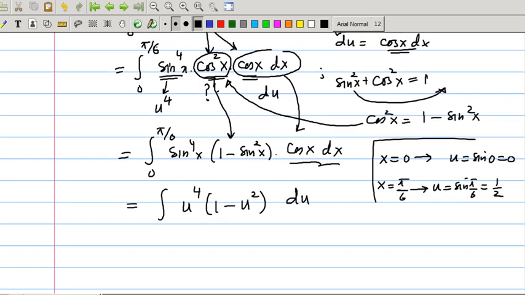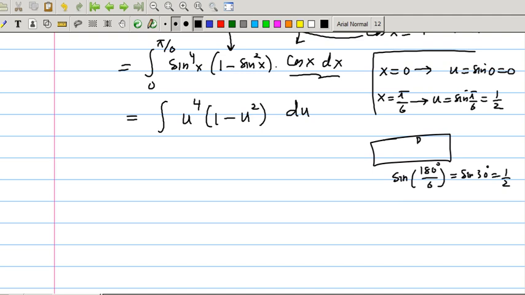If you use sine pi by 6 in the calculator, you have to be careful. It may give you a wrong answer. The reason is that if your calculator is in degrees, there is a small d written over there. Then you have to use sine 180 by 6, because pi is 180 degrees. So that is sine 30, and the calculator will give you 1 by 2. If you write sine pi by 6, it will not give you 1 by 2. You can check that. If you want to use pi, then you have to change your calculator to radians.